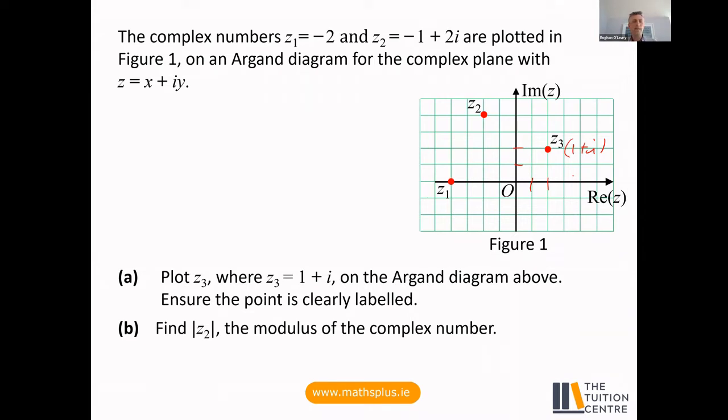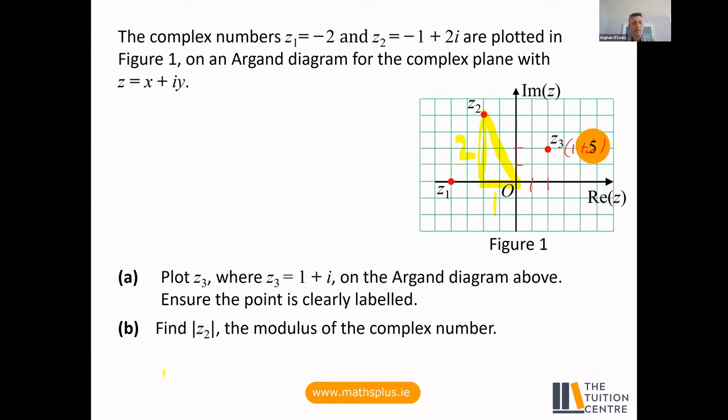Okay. It then says find the modulus of Z2. So the distance from Z2 to the origin. So this is what we're looking for here, the distance of that line. So we can do it using Pythagoras' theorem, knowing that this is a distance of 1 unit and this is a distance of 2 units.